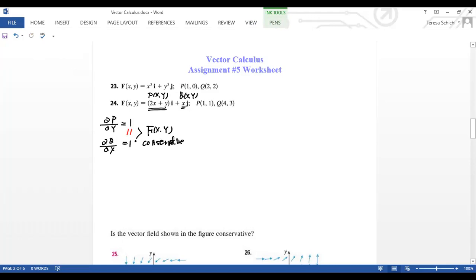Okay, if it's conservative, that means I can try to find a potential function f of x,y. Then I can use path independence and the fundamental theorem of line integrals here. So let's try to do that. I know the partial of f with respect to x is P(x,y), so it's 2x plus y. Now integrate, right? So now I'm integrating here.